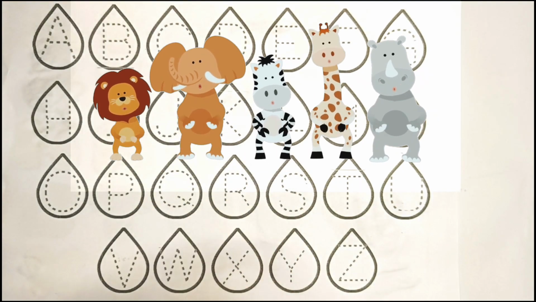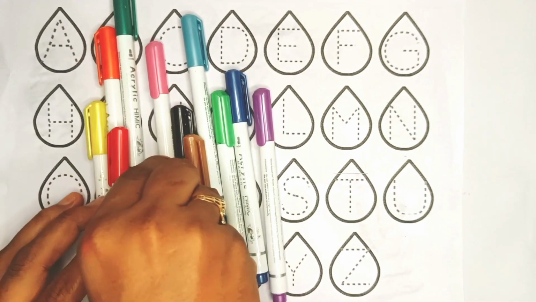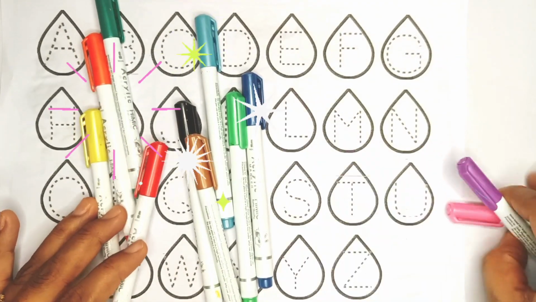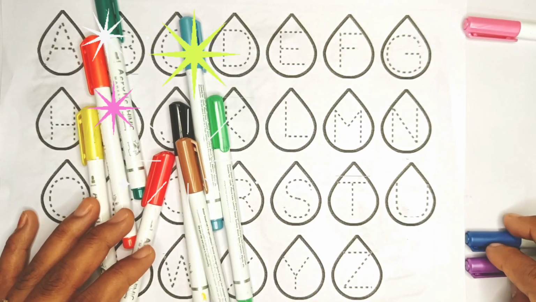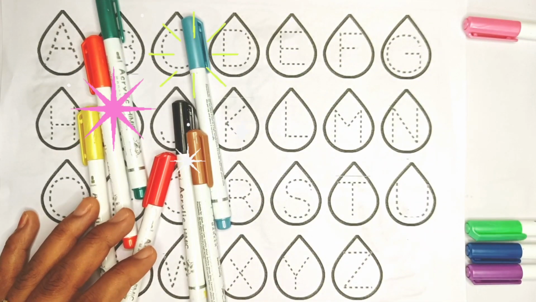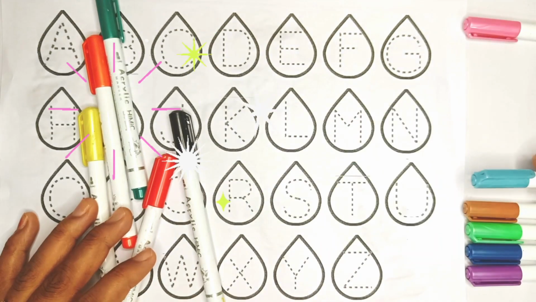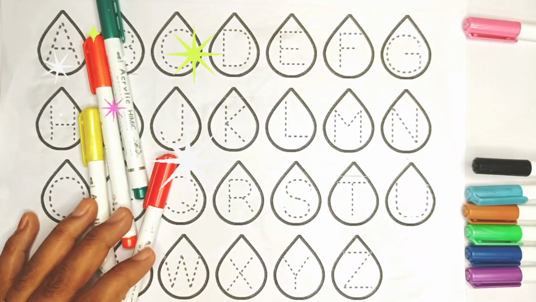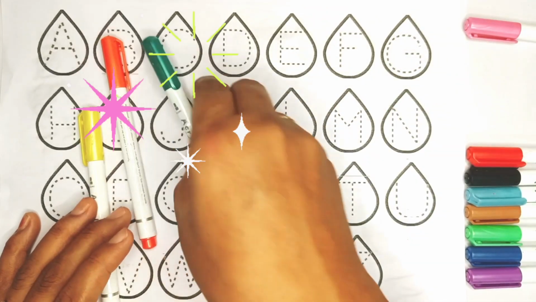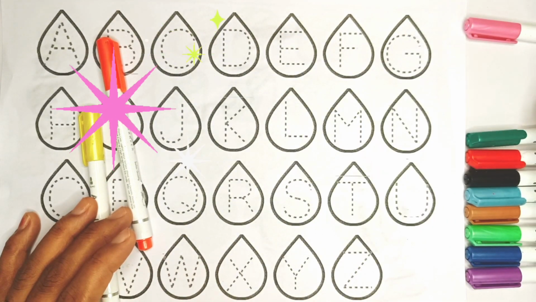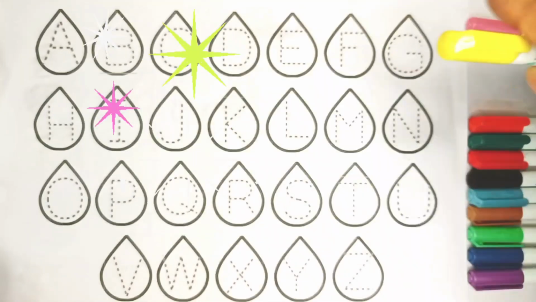Learn some colors and alphabets. Let's start. Pink color, violet color, blue color, green color, brown color, light blue color, black color, red color, dark green color, orange color, yellow color.